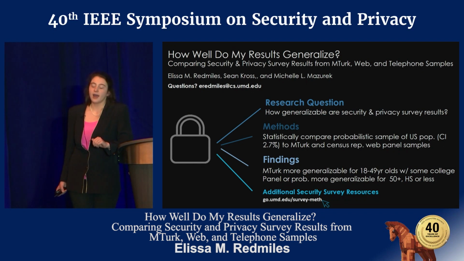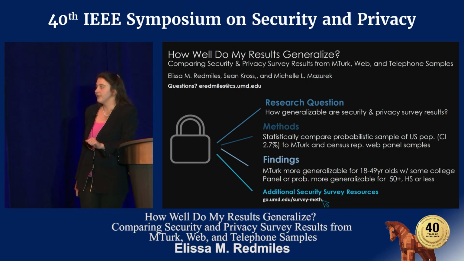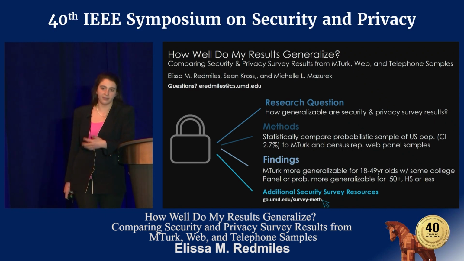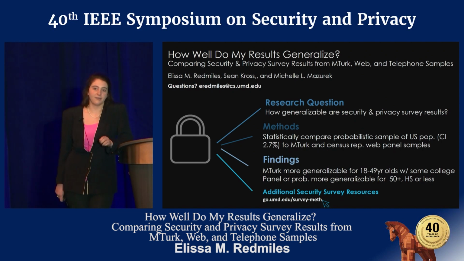So in summary, we wanted to explore the generalizability of security and privacy survey results. We compared a census representative web panel and Amazon Mechanical Turk to a probabilistic telephone survey that represented the United States population within a confidence interval of 2.7%. We found that MTurk is pretty good for those 18 to 50 with some college education.